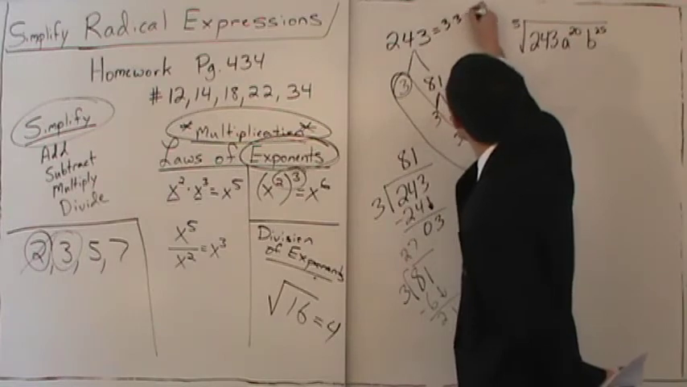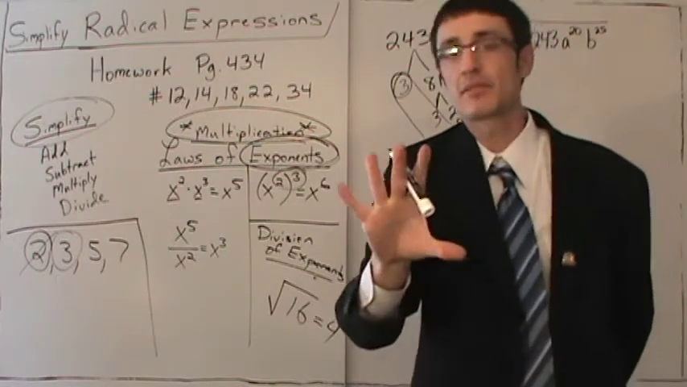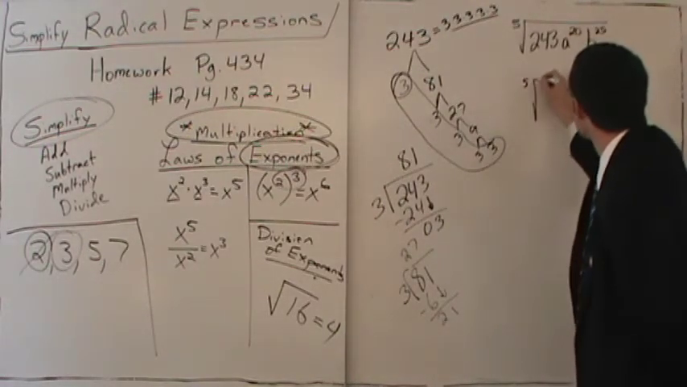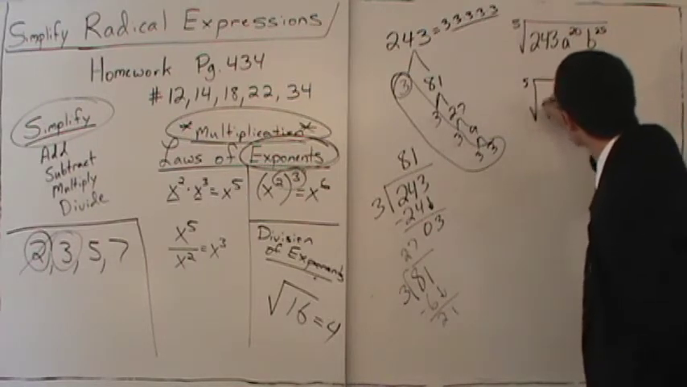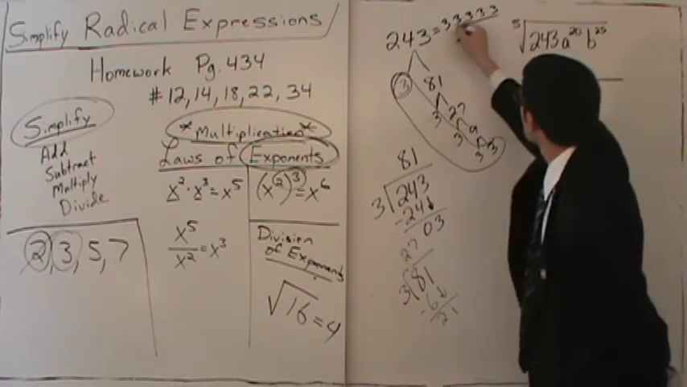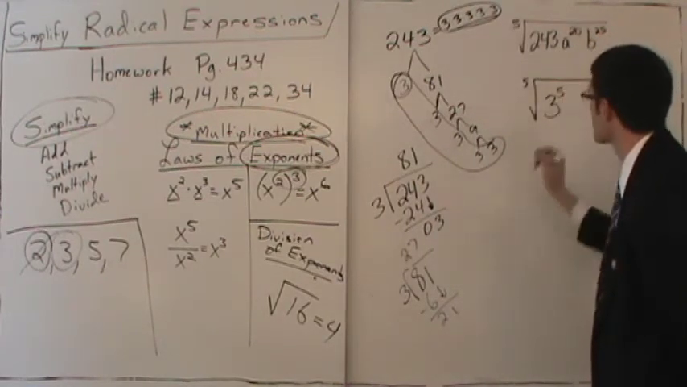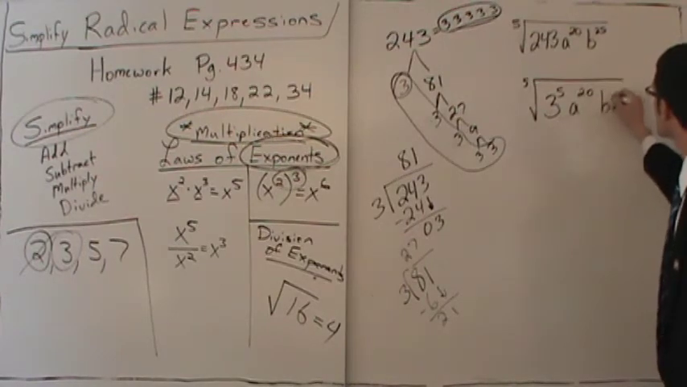3 times 3 times 3 times 3 times 3. Since 243 is equal to 5 3's multiplied together, we can rewrite this as the fifth root of, take the 243 out, and replace it with what? What is 3 times itself 5 times? Replace it with 3 to the 5th power. This is 3 times itself 5 times, a to the 20th, b to the 25th.